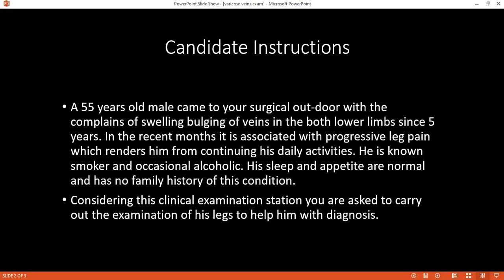Any other investigation you would like to carry out? First of all, I would like to do a magnetic resonance venography. I would like to do an ultrasonography of the whole abdomen and a CT scan of the whole abdomen to exclude any aneurysm, and blood tests to exclude other causes, such as a complete blood count.